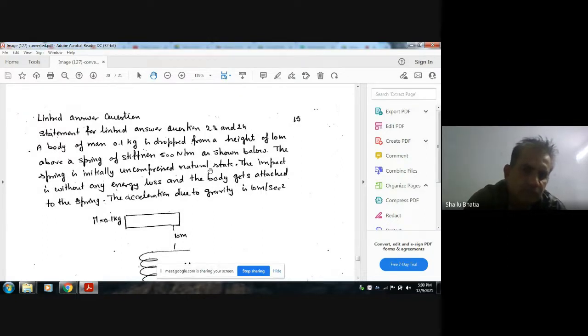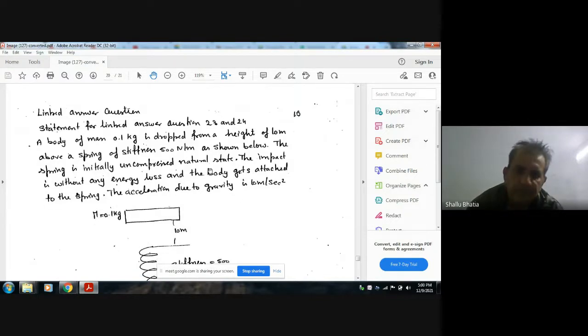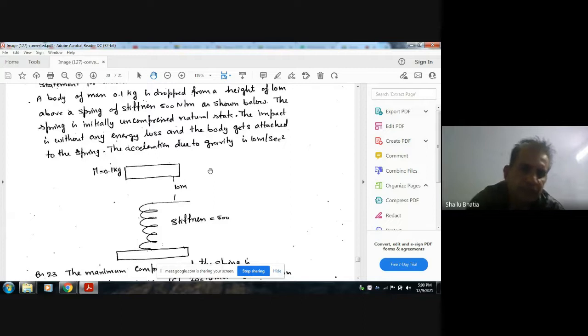The 23rd and 24th questions are linked questions. A body of mass 0.1 kg is dropped from a height of 10 meters above a spring of stiffness 500 newton per meter, as shown below. The spring is initially uncompressed, in its natural state. The impact is without any energy loss and the body gets attached to the spring. The acceleration due to gravity is 10 meters per second squared.